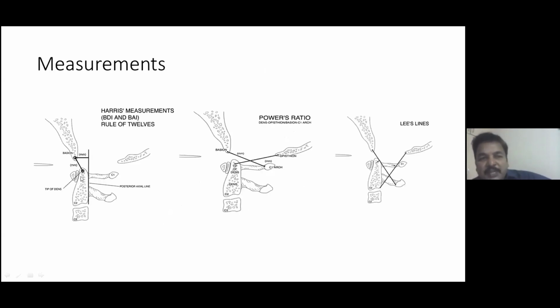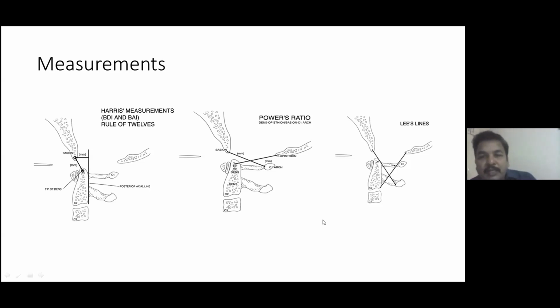Coming to the measurements of the CV junction, you have the basion dens interval: you draw a point from the basion to the tip of the odontoid, you draw a line. Also there is a basion axis interval. You draw a line from the posterior surface of the axis, and you draw a line from the tip of the basion. This is also measured. This is how you make the various measurements of the CV junction, especially in case of trauma.